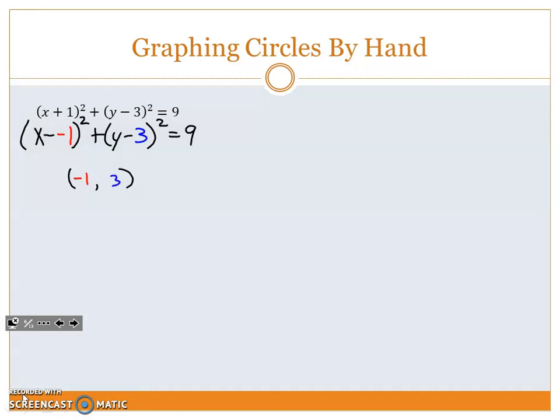And then in order to find my radius, I'm going to square root my 9. What is the square root of 9? The square root of 9 is 3. Okay? So we all should be good. Center, radius. So now I need to graph this thing.